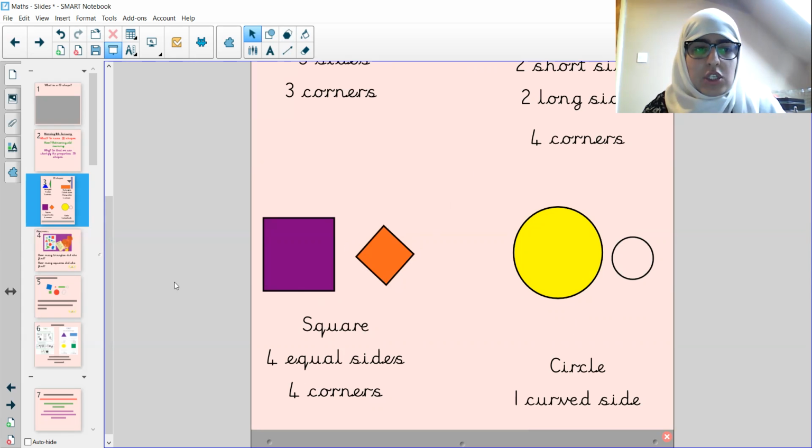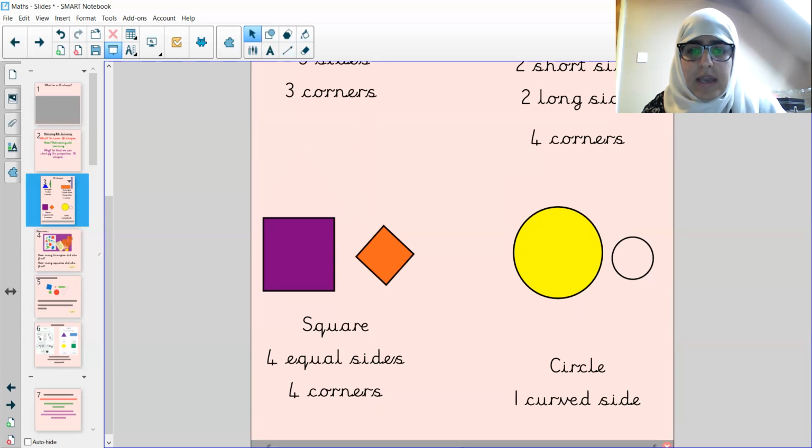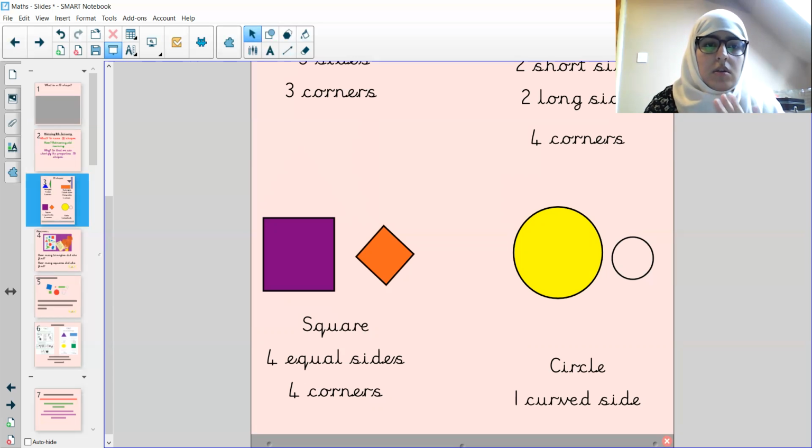Perfect. So the last shape we are looking at is a circle. My turn. Circle, your turn. Fantastic. Now a circle has one curved side, and I'm just going to show you with my mouse the curved side. So one curved side on this circle, and they have no corners.